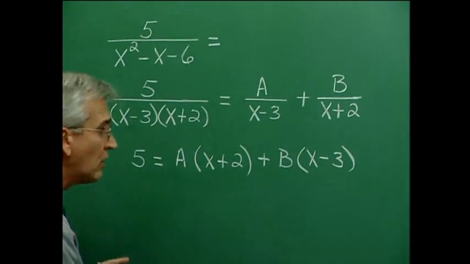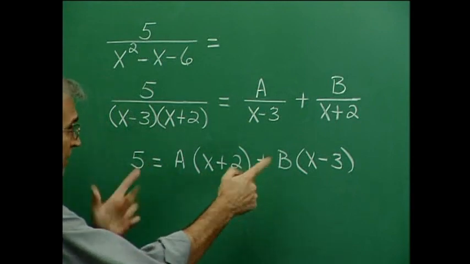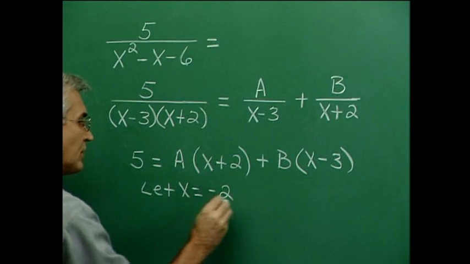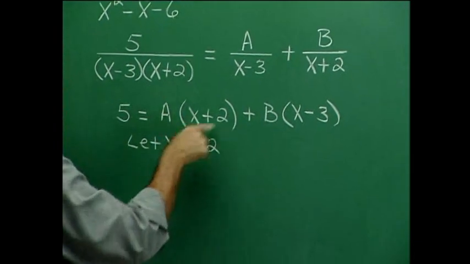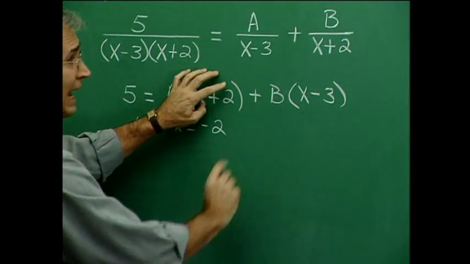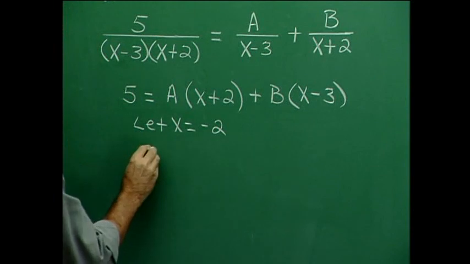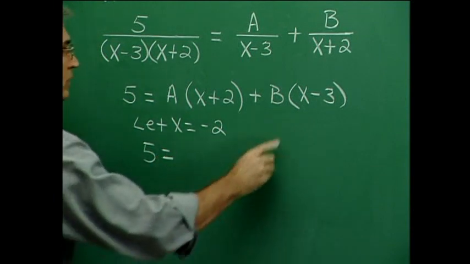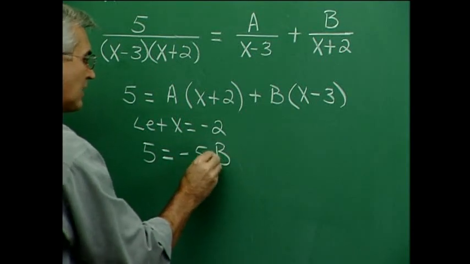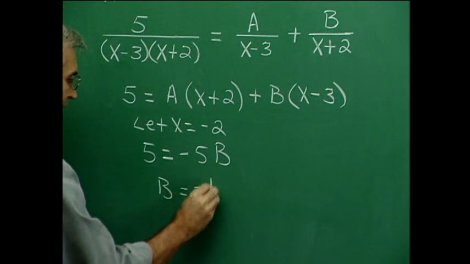Now, if that's true, then we can let x take on values that will cause each of these terms to disappear. For example, suppose we let x take on the value negative 2. Negative 2 plus 2 is zero, so this term goes out. Now we have an equation involving only B, and x has already taken on this value, so we can solve for B fairly easily. We have 5 equal to negative 2 minus 3, that's negative 5, so negative 5B. Dividing on both sides by negative 5, we find B to be negative 1.